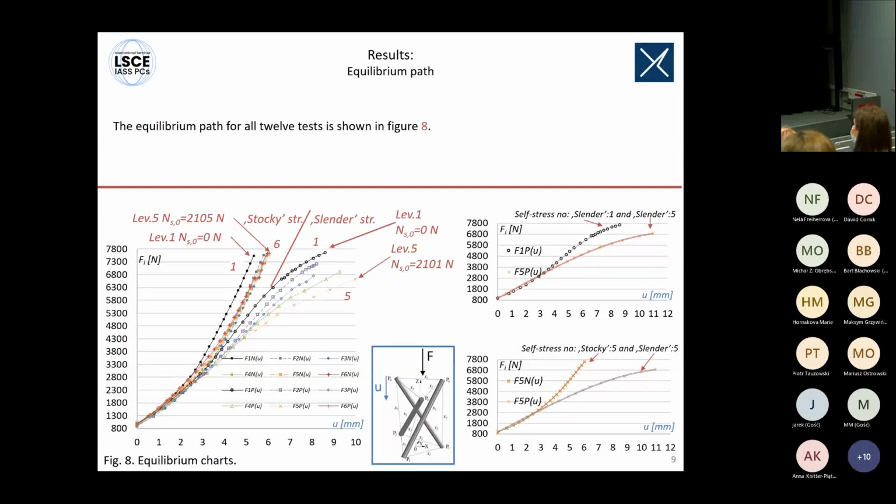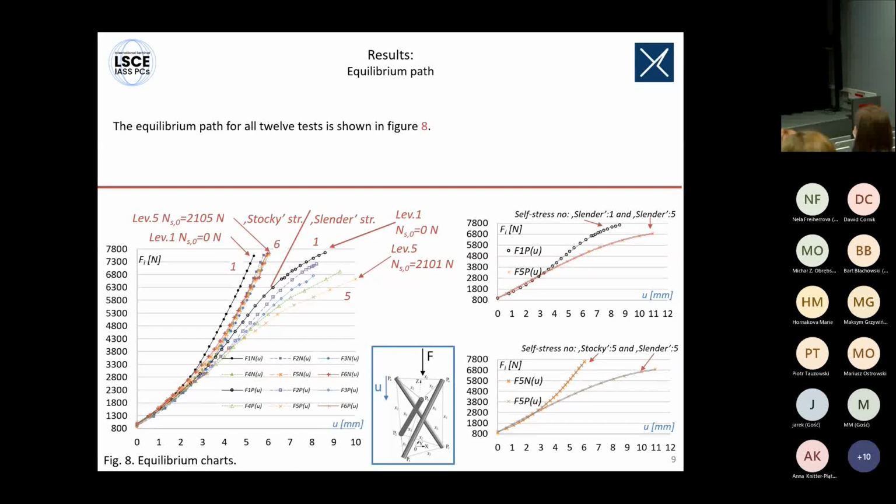This is the result. This is the equilibrium path, which shows the stocky strut model behavior and the slender strut model behavior. And also we can see that this is the first self-stress level, which is clearly non-self-stress, so 0. And this is the second to 6th self-stress value shown in here. We can see that pre-stressing in terms of compression is counterproductive. So in this case, it is better not to pre-stress the model. Of course, we cannot do it because the stiffness of the model comes from the geometrical stiffness.